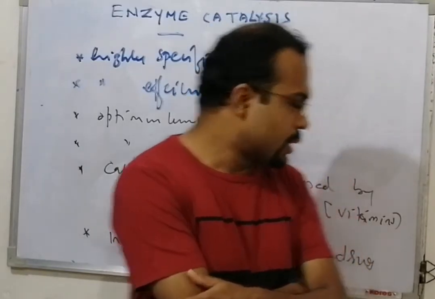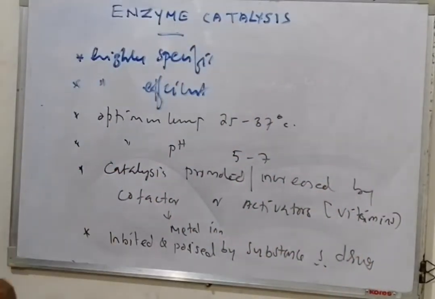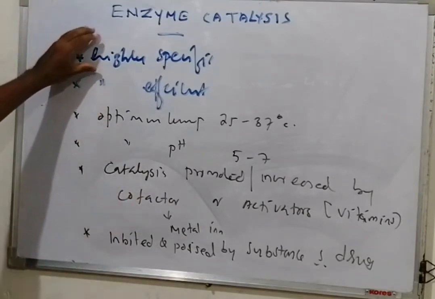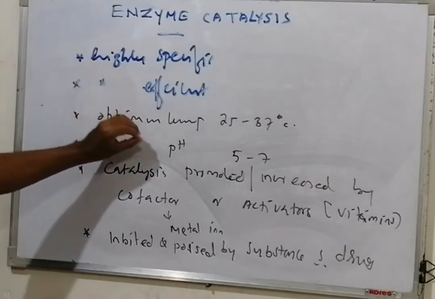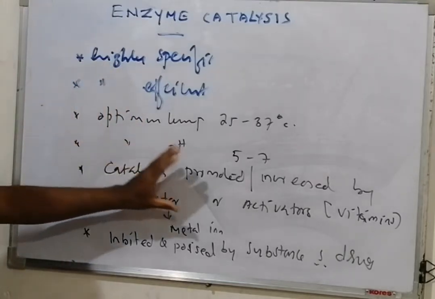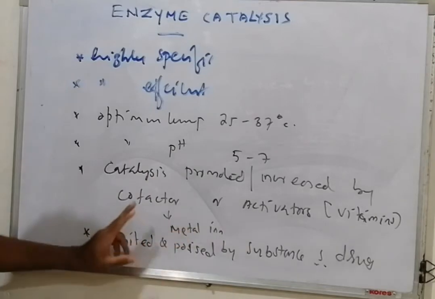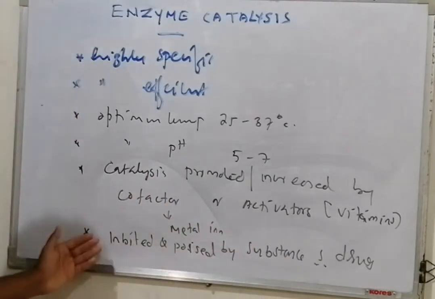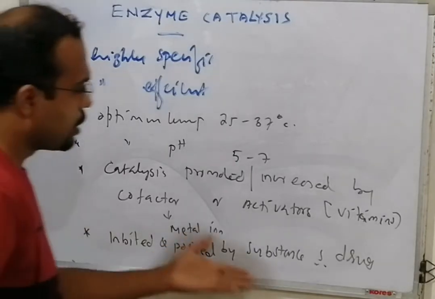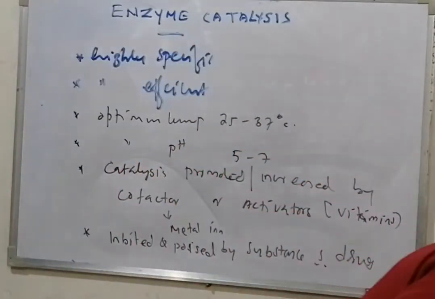Okay, these are some properties or characteristics of enzyme catalysis. One is highly specific, highly efficient. They have optimum temperature, optimum pH. It is promoted by cofactors or activators. Cofactor is metal ion, activators are vitamins. Then inhibited or poisoned by substances such as drugs.